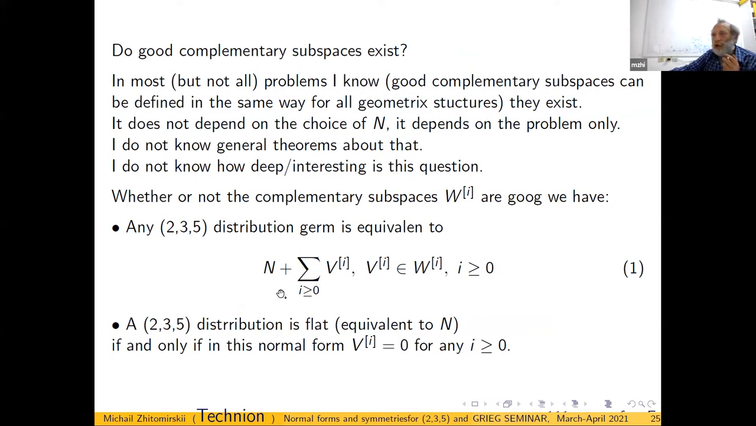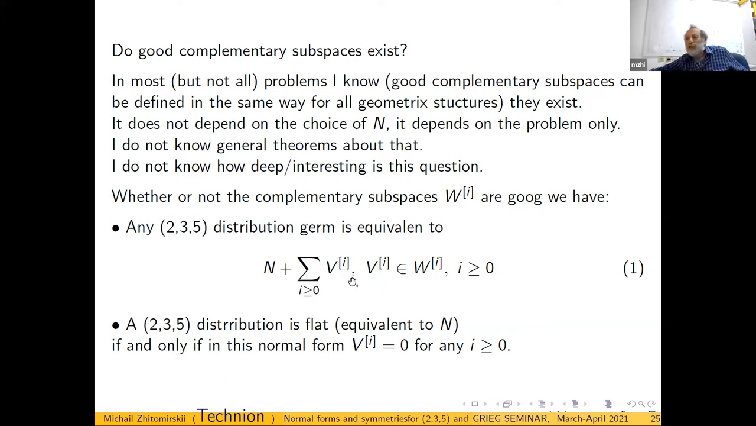The distribution is flat, equivalent to the symbol, if and only if there is no this part in the normal form. For this claim, our choice of complementary subspaces is irrelevant. But if we have a good choice, we can look at the first non-zero one. For example, if the image of the linearization operator gives everything, then W1, W0 is zero, and so on. Assume that W up to positive homogeneity 9 is zero, and W10 is not zero. So it starts with something of quasi homogeneity degree 10.